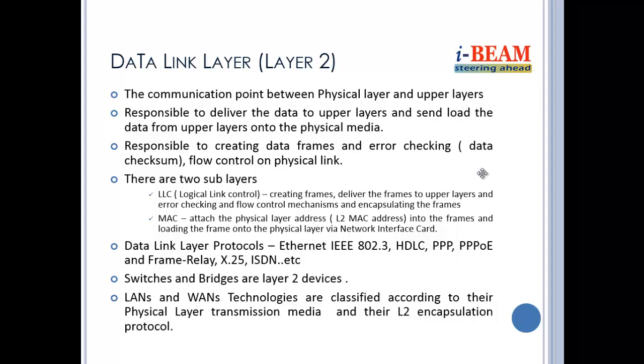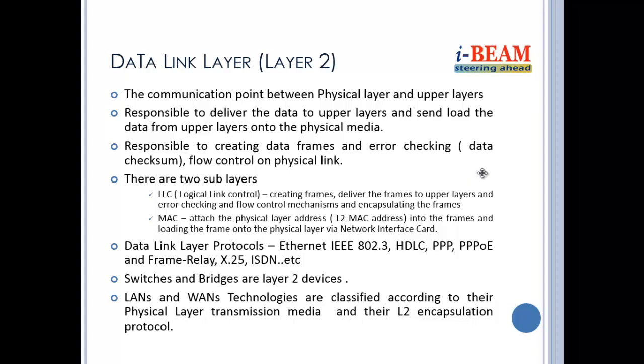In the data link layer, there are two sublayers, which are the logical link control and media access control. Logical link control is for creating the frames, delivering the frames to upper layers, error checking, flow control mechanisms and encapsulating the frames. The MAC layer is for attaching the physical layer 2 addresses, the layer 2 MAC addresses, into the frames and loading the frame into the physical layer via the network interface card.